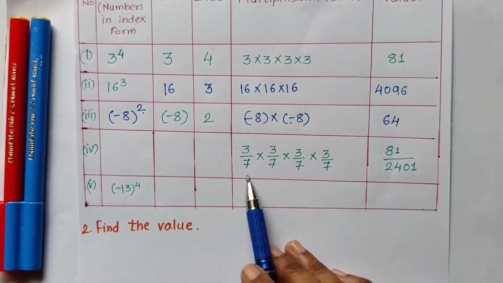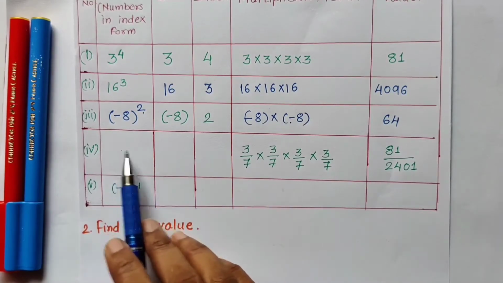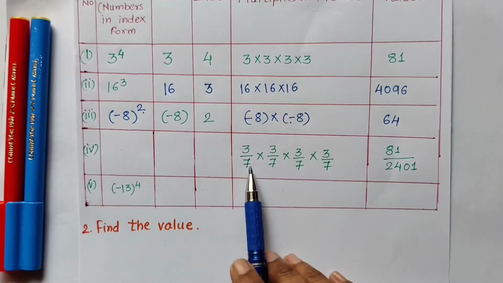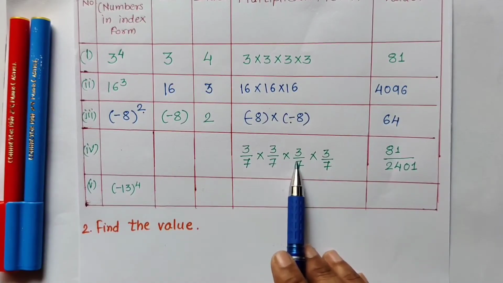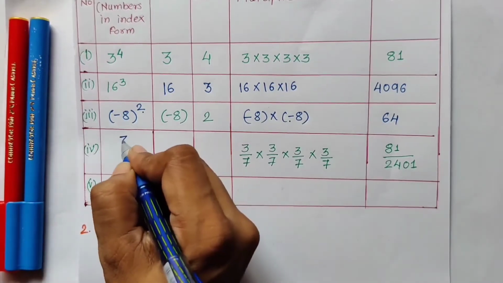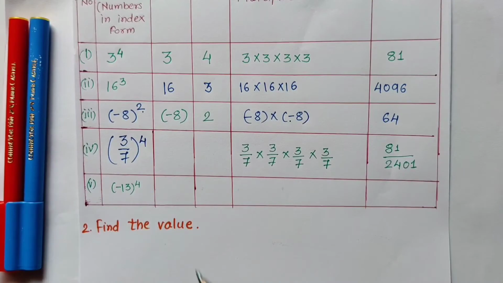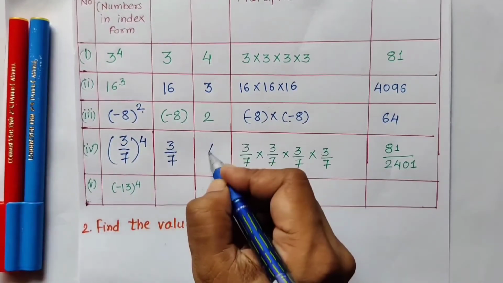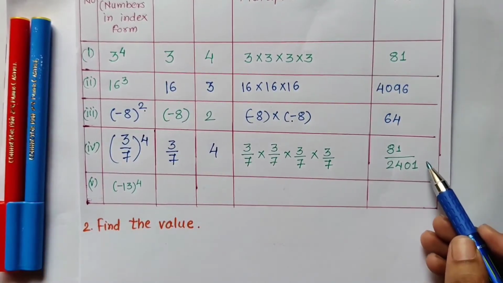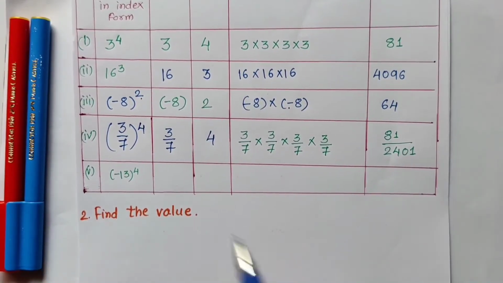Now see the next sum. Multiplication form is given. We have to write the indices, base and index. So 3 upon 7 multiplied by itself 4 times. 1, 2, 3, 4. That means 3 upon 7 raised to 4. Then the base is 3 upon 7. Its index is 4. And the value is given. Now see the fifth sum.